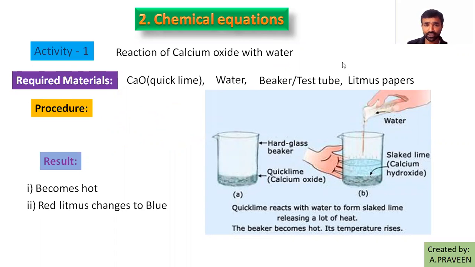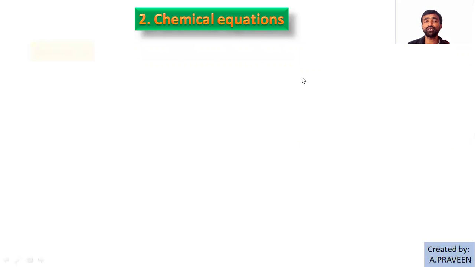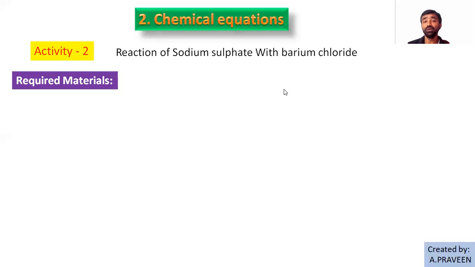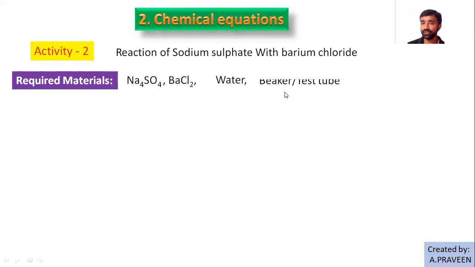Then activity 2 is given here. What is activity 2? The reaction between sodium sulfate and barium chloride. Right? For this, what do we require? 2 beakers, water, and 2 salts. What are they? Sodium sulfate and barium chloride. Water, beakers, or test tubes. Then any other required material? Nothing. We are just observing.